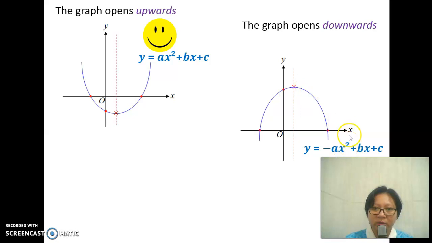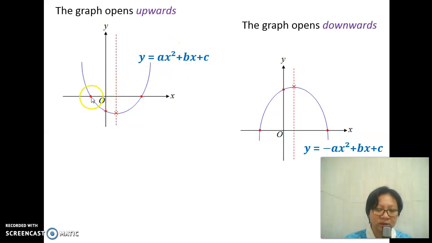What about the graph on the right side here? The coefficient of the x squared is negative. It means the sad face. Look at the shape of the mouth. It looks like the graph opens downwards. Okay, that's how you remember the shape just by looking at the quadratic equation.